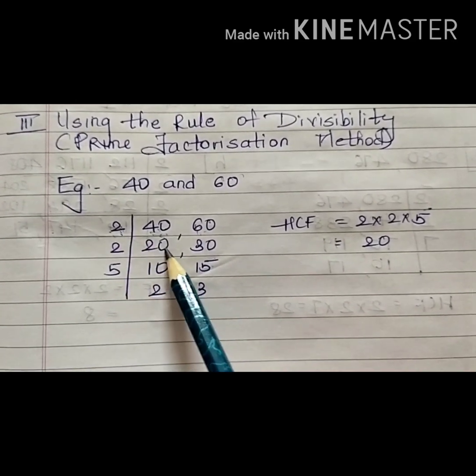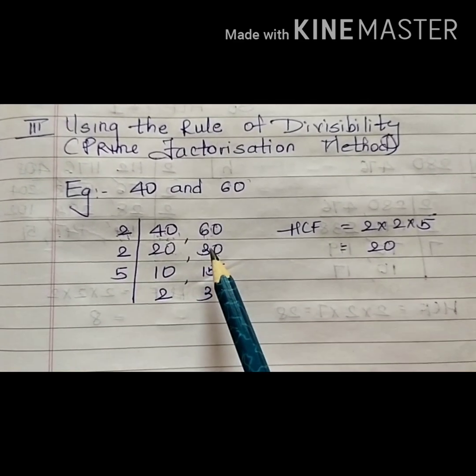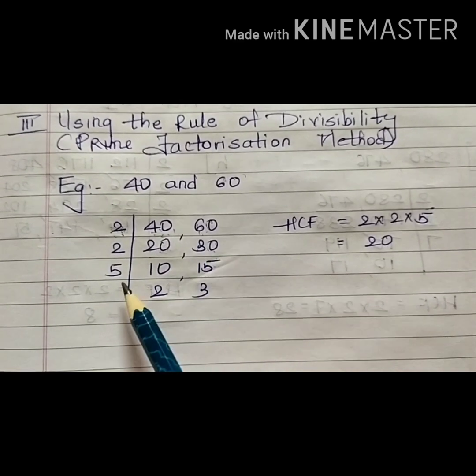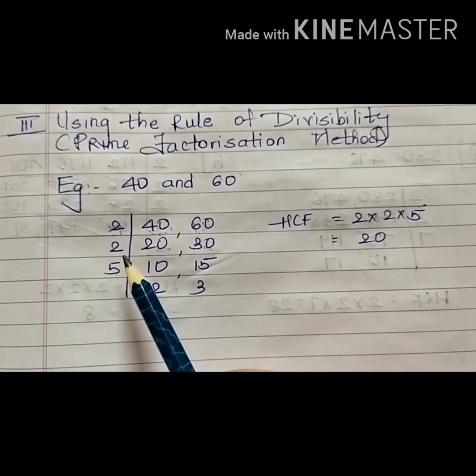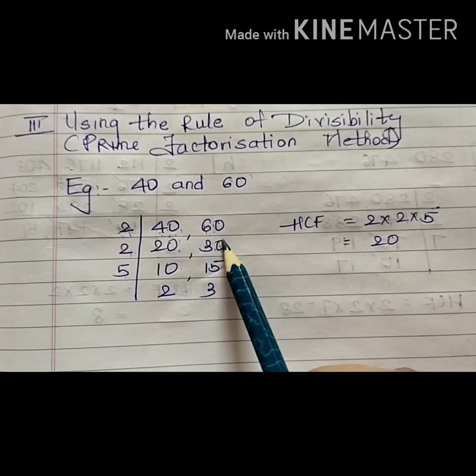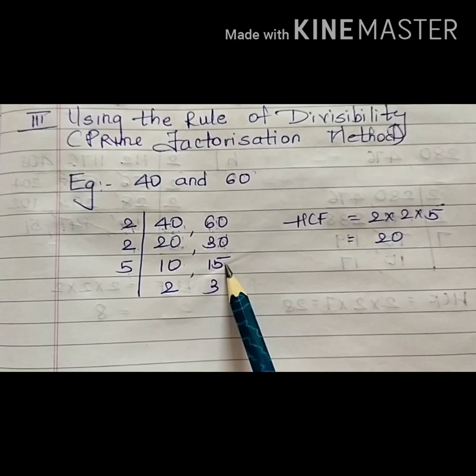So I get 2 20s and 2 30s. Again for this I need to think of a factor which is divisible by both. If I think, I get 5 as well as 2. So first I'll go with 2. I get 2 10s are 20 and 2 15s are 30. Now here children, I get 10 and 15.